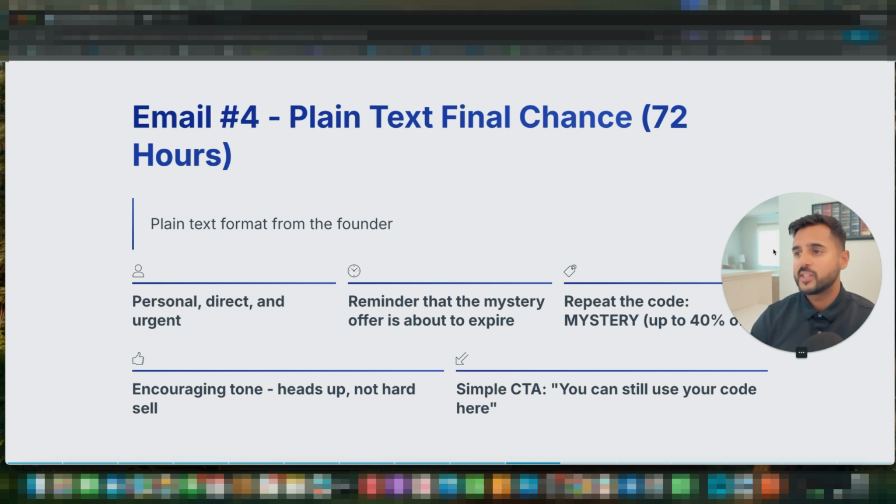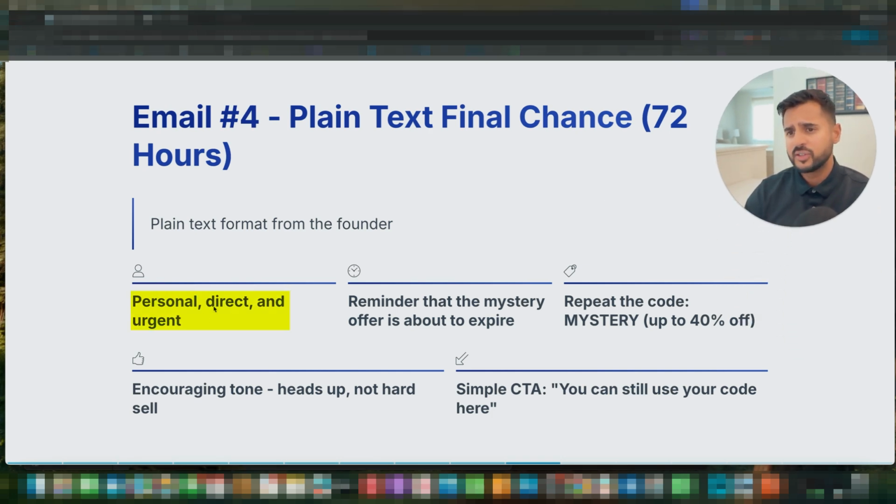And so with this plain text founder email, you want to be personal, you want to be direct, but you also want to be urgent as well, because again, you mentioned the mystery discount, you mentioned that it's expiring. So definitely want to remind people that the discount code is about to expire, and you want to repeat the code as well. So for example, the code could be mystery, the code could be really anything you want, but you want to repeat the code.